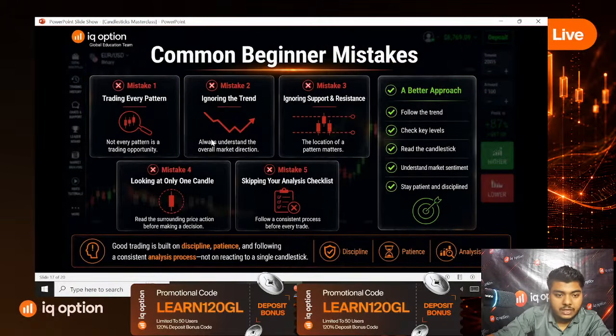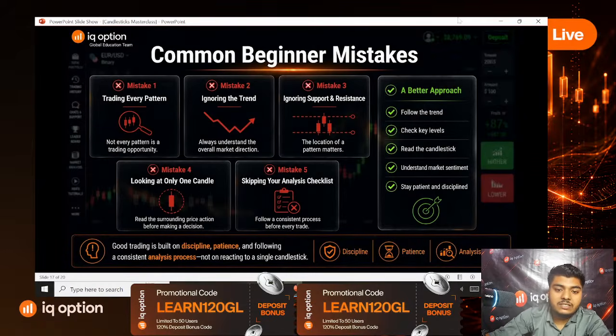So let's discuss the second mistake. Our second mistake is ignoring the trend. As I already discussed, do not ignore the trend. Trend is your friend. Always follow the trend, guys. Do not trade against the trend. I repeat this again: do not trade against the trend. Always trade with the trend, with the help of market structure, support and resistance, trend lines, and what we already discussed today, strong candlestick patterns.